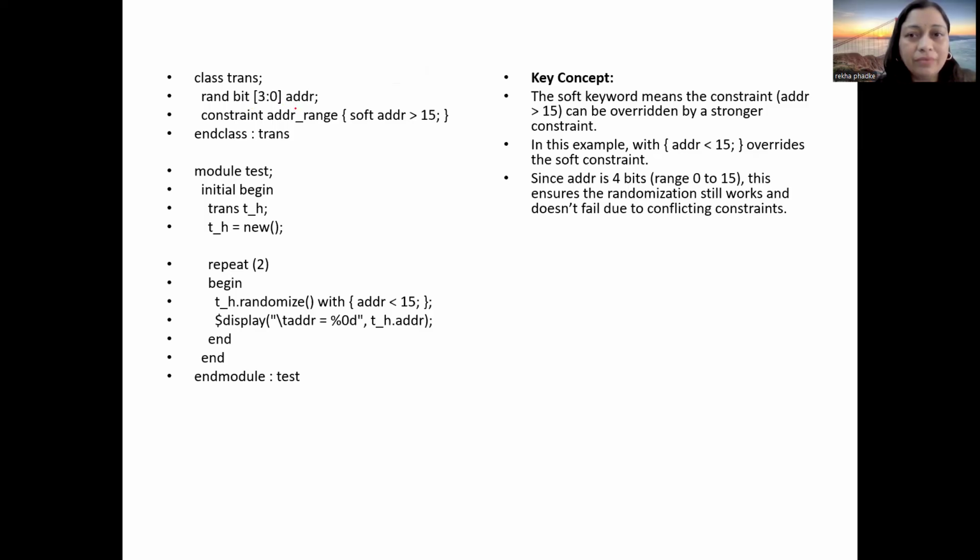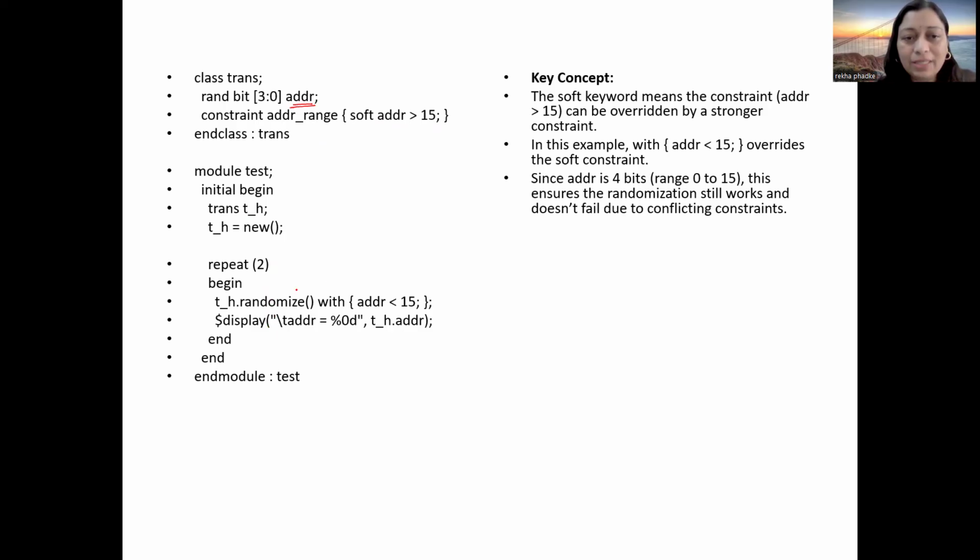So in order to avoid that, just see here, I have a class here, which says rand bit. Then we have address. Address is a data, and I have said constraint address underscore range. That's the constraint name, and I'm putting a constraint on this variable ADDR that it should be greater than 15. Okay, it should be greater than 15. And I have prefixed it with soft actually. Okay, so what happens here now? I have prefixed it with soft. Now come to the module. Now I'm randomizing this object t underscore h, which belongs to the class trans.